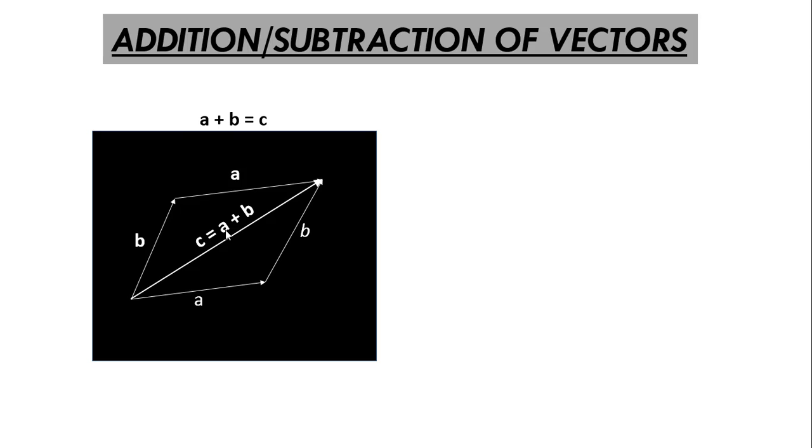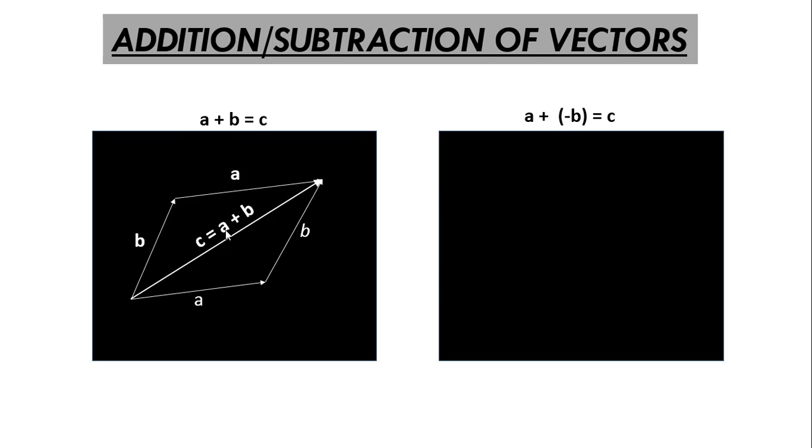Let's now bring our discussion to the subtraction of the vectors. What if two of the given vectors A and B are going to be subtracted? And we know that subtraction means the addition of a negative number. So it means A plus, we are adding the negative of the B vector, and that is going to give us the answer C.